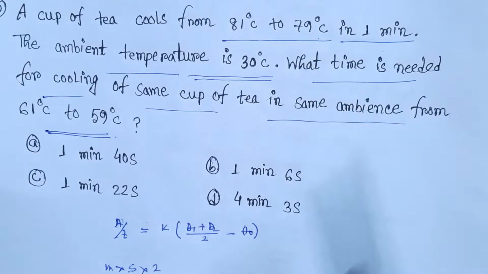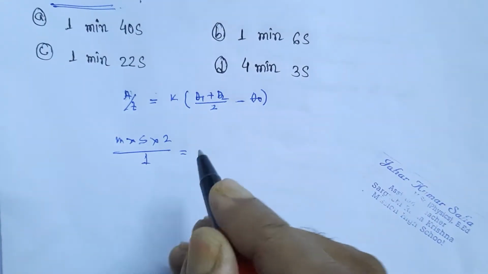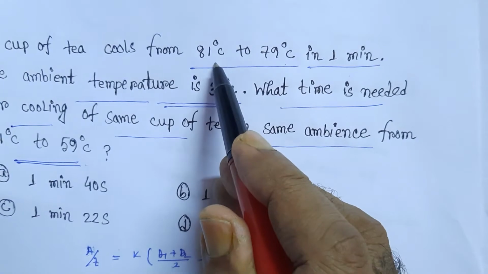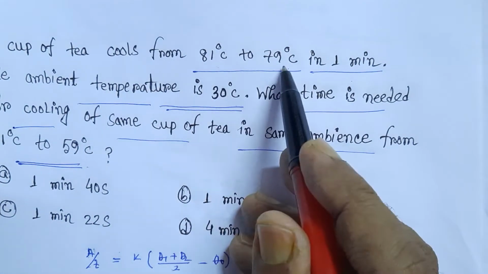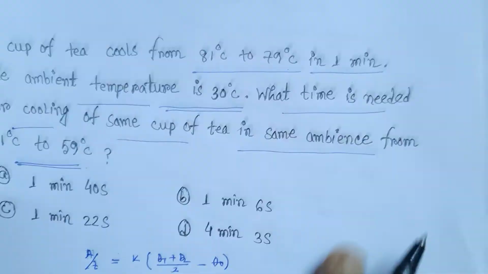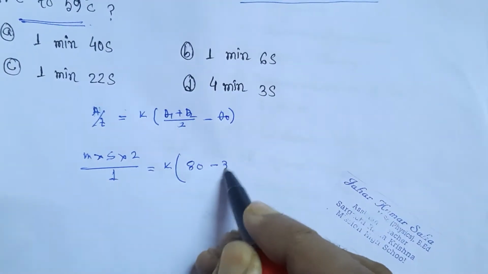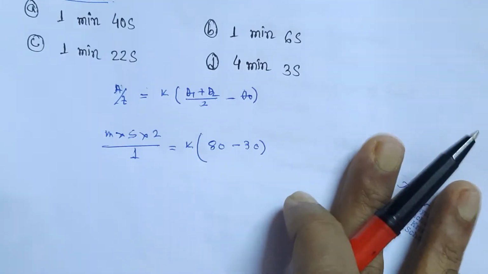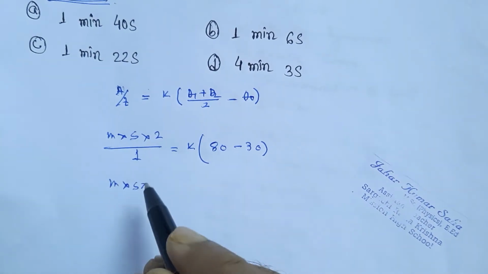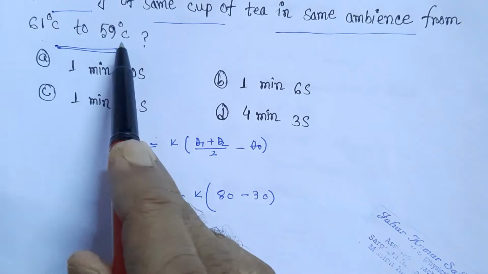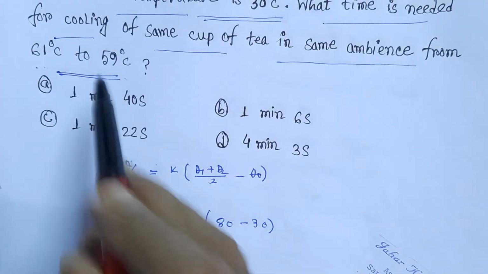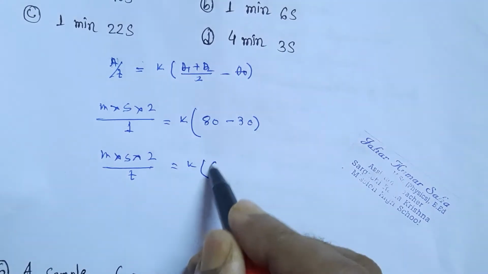Time taken is 1 minute, and we are putting it in minute units, equals K into (theta 1 plus theta 2), that is (81 plus 79) by 2, that is 80, minus theta 0, which is 30. So it is 80 minus 30. In the second case, temperature falls from 61 degrees centigrade to 59 degrees centigrade. So H is MS into (61 minus 59), that is 2, by t, equals K into the average temperature of 61 and 59, which is 60. So (theta 1 plus theta 2) by 2 is 60, minus 30.